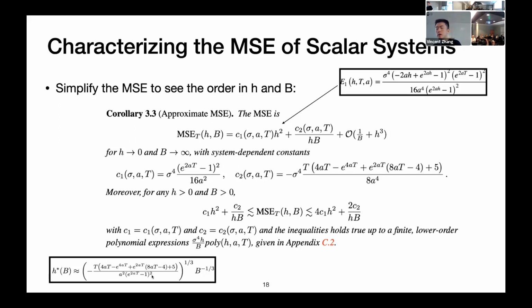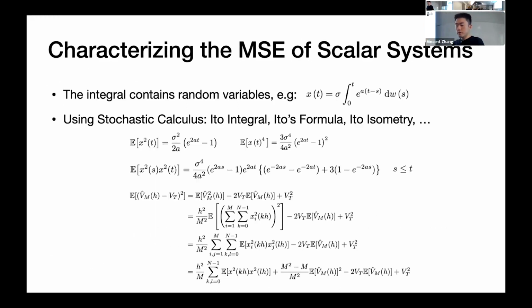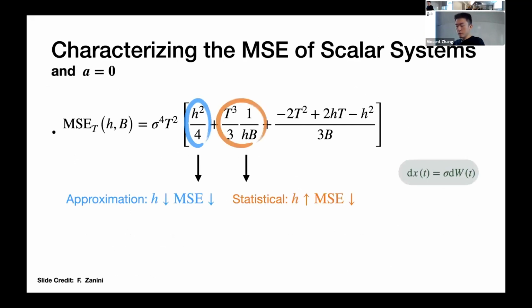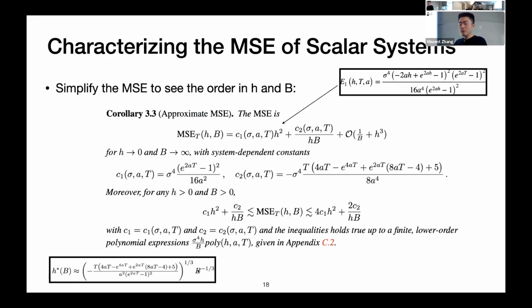And the same thing happens here where we can derive the optimal step size H star. And that has the same dependence on B as we saw early on in the simple case. So the same dependence on B, 1 over B to the 1/3 here.